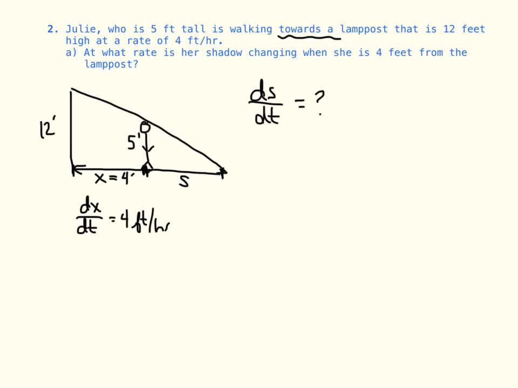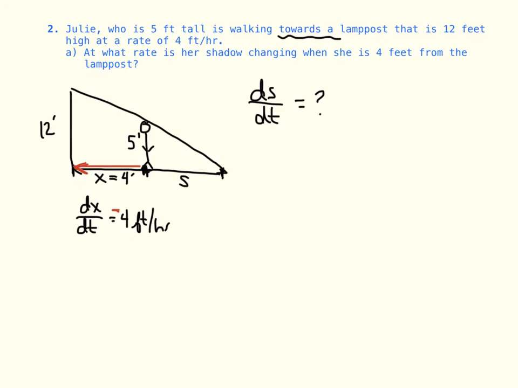All right, so let's take a look at this. First of all, I do want to point out something really important: because she's walking towards the lamppost, she's walking in a left direction. And when that happens, it's like she's walking backwards, and so our rate of change for dx/dt should be negative. And that's going to be important as we work through the problem, so we want to make sure that we take note of that.